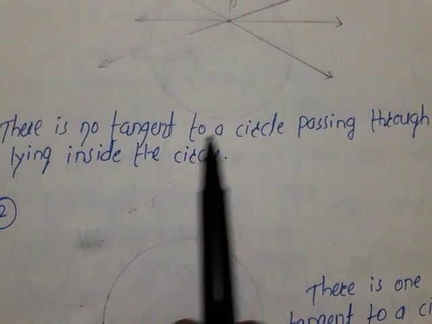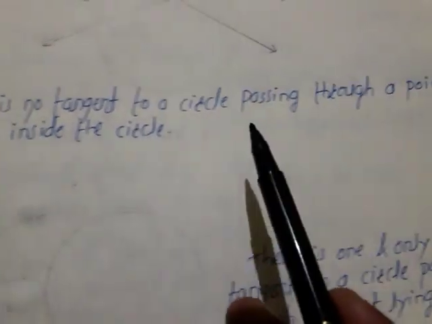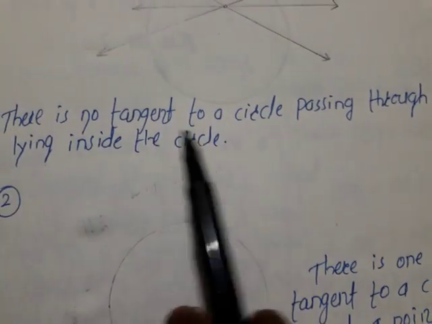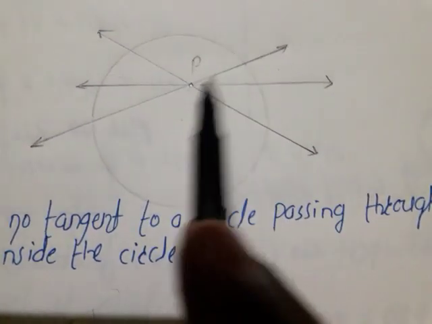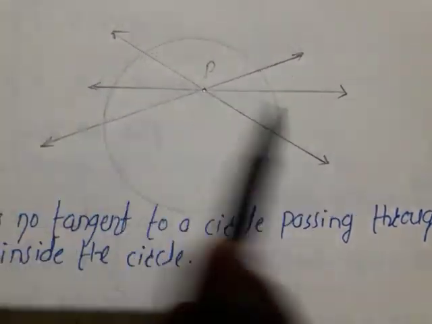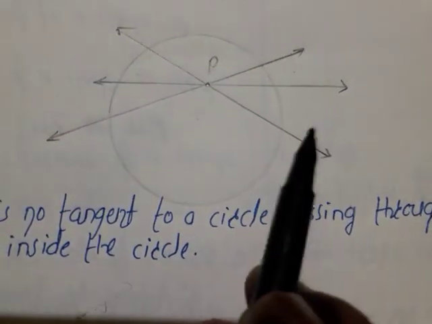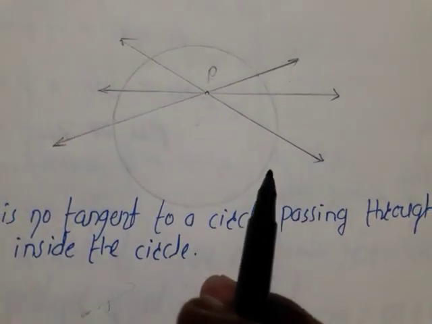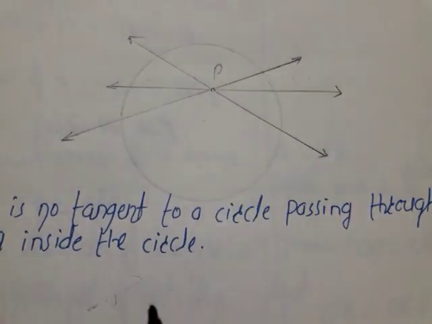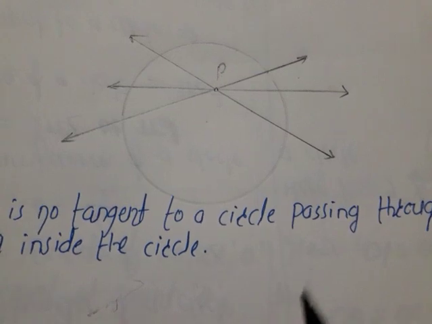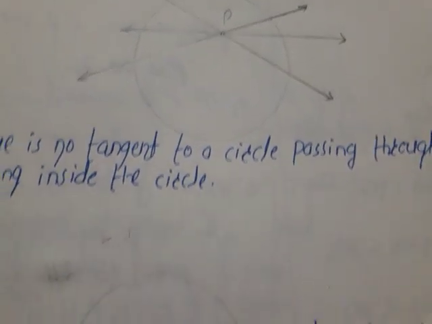There is no tangent to the circle passing through a point lying inside the circle. Means when the point is present inside the circle, at that time we can't draw any tangent related to this circle. It is not possible to draw a tangent to the circle when the point is lying inside the circle. Okay, this is the first point.